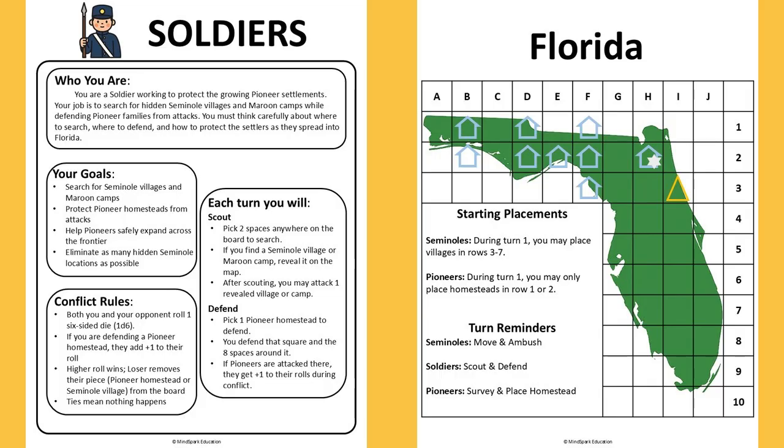Conflicts are resolved with a dice roll. Soldiers rolled a 4. The Seminoles rolled a 5. Since the Seminoles rolled higher, they win. The village at I3 survives. Finally, soldiers choose a homestead to protect. The homestead at H2 is very much a frontier with prime spots for new homesteads all around it. Since the squares surrounding a guarded homestead get a bonus in their conflict rolls, this seems like a strategic choice.